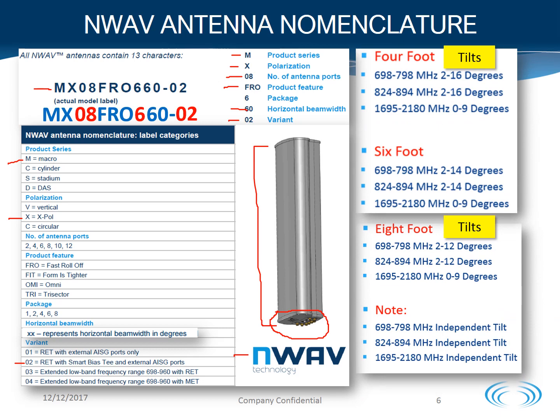This table gives you a summary of the tilt ranges for the low band and the high band RETs. All of the high band RETs will have a 0 to 9 degrees regardless of the height. The 4-foot antenna will have a 2 to 16 degrees tilt range for the low band RET, 2 to 14 degrees on the 6-foot, and 2 to 12 degrees on the 8-foot for the low band RETs.